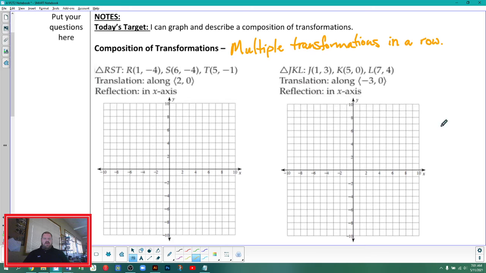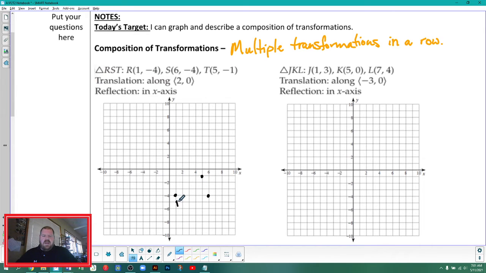So what we want to do here is work out all of our triangles and work out all of our transformations that are happening step by step. For this first one, let me start with the pre-image of 1, -4, 6, -4, and 5, -1.